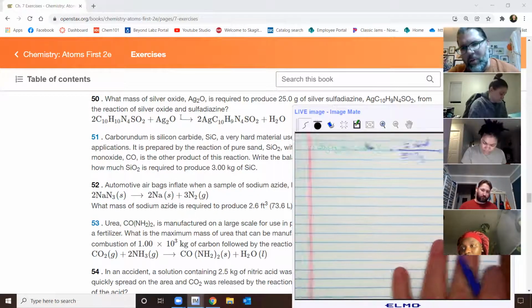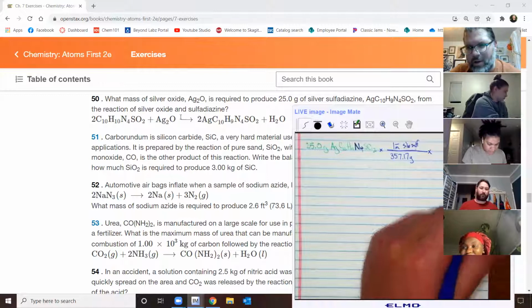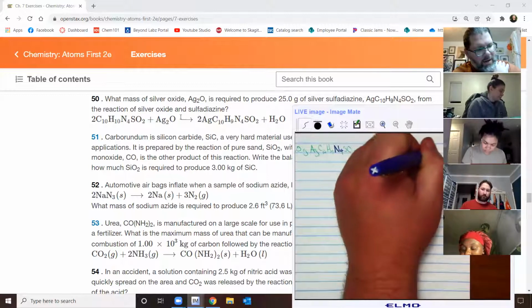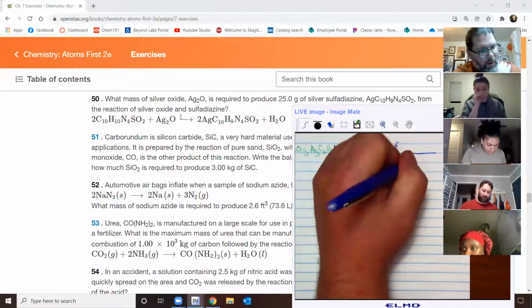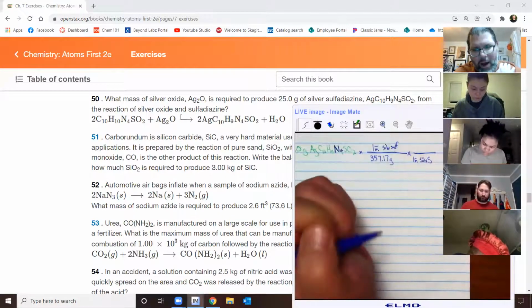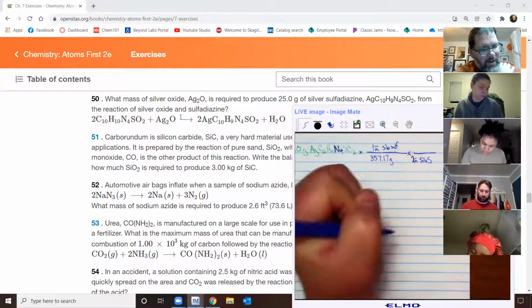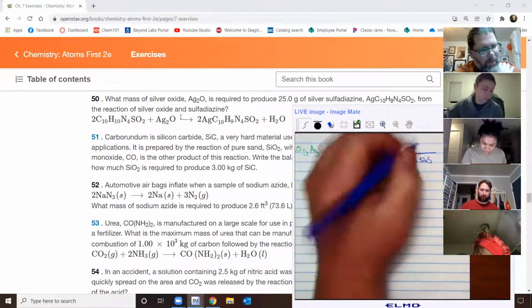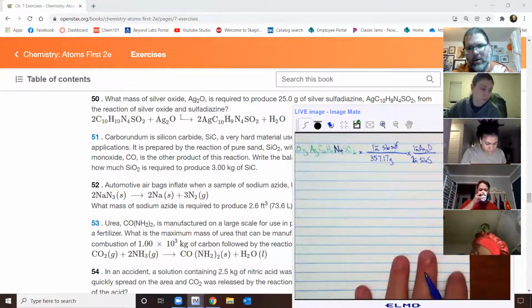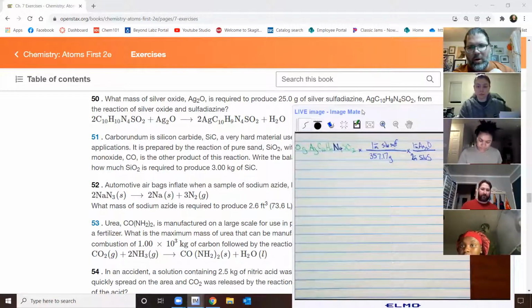We won't even write the entire formula out again. That's silver sulfadiazine. I'm not even going to write out the whole name because even the name is a little bit cumbersome to say. But from our balanced chemical equation, we can tell that for every 2 moles of silver sulfadiazine that we want to make, we have to put in 1 mole of silver oxide. Right from those coefficients in the balanced chemical equation.